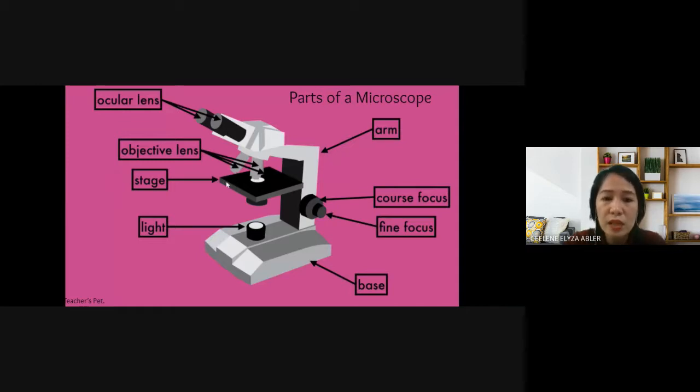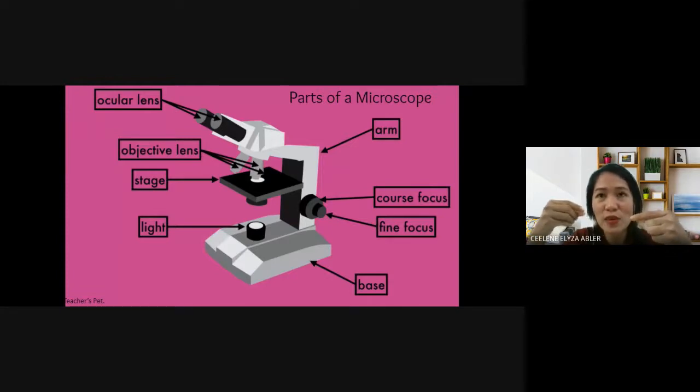So, we have this stage where you place your samples. We have the coarse and the fine. Usually, ang bago ngayon yung sa mga samples na nasa school, the fine one is hindi na siya dito na portion. And the stage is actually may ruler na siya. Yun ang bago, walang ganyan sa amin dati. We have to move it on our own, as in manual ang movement sa amin.